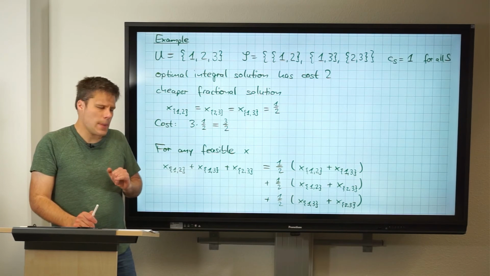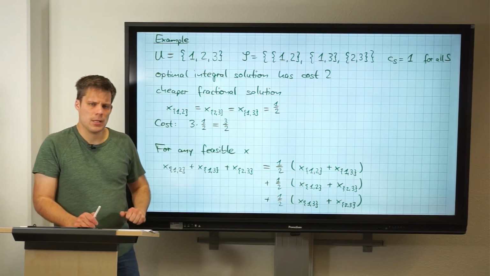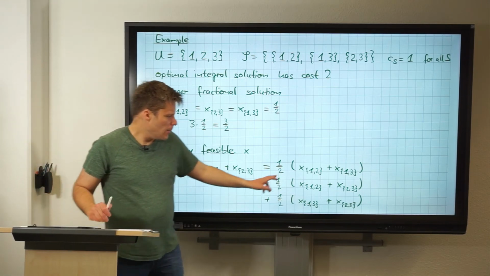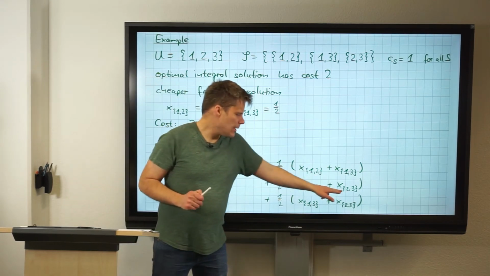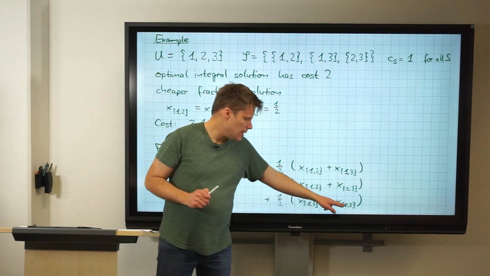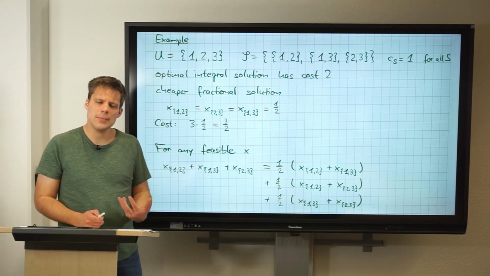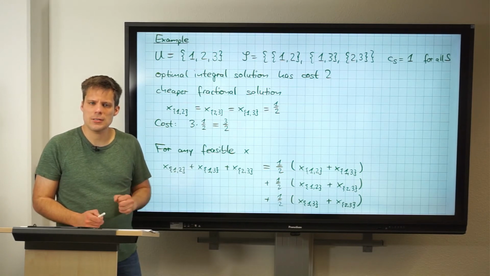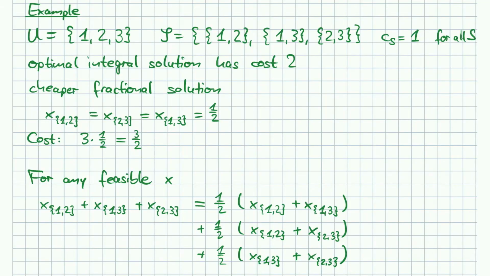But what will happen now? Well, we know that this is a feasible solution. And what does this mean to be a feasible solution? Well, this will have to be at least 1. This will have to be at least 1. And this will have to be at least 1. Because all these three elements are covered fractionally totally, if we add up the fractions, by at least 1.